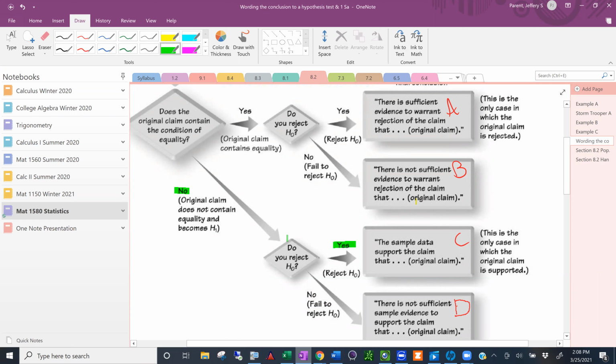The sample data support the claim that the vaccine is effective. And by saying is effective, I mean the proportion of people who got the disease with the vaccine is less than that proportion that didn't get the vaccine.